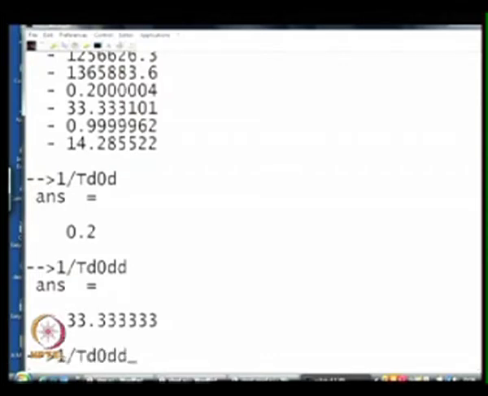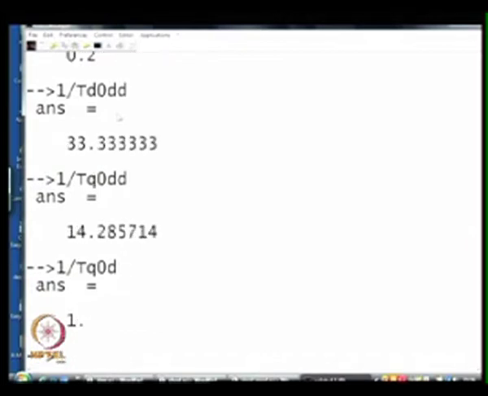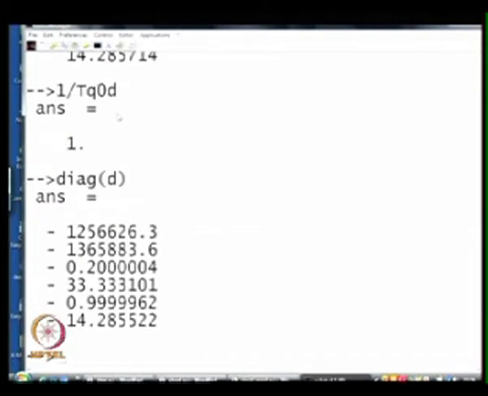Similarly for Tq0 dash and Tq0 double dash. If you look at the eigenvalues, they are very close or practically equal to the reciprocal of the open circuit time constants.